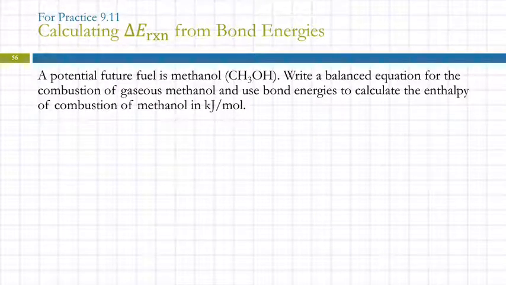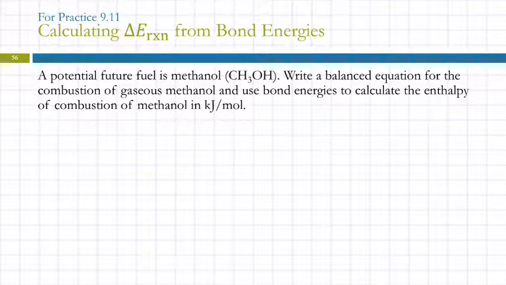Okay, potential future fuel is methanol. There's the structure. Write a balanced equation for the combustion of gaseous methanol and use bond energies to calculate the enthalpy of combustion of methanol in kilojoules per mole. Oh, fun. Okay, first of all, we need our balanced chemical equation. So let's look at this.